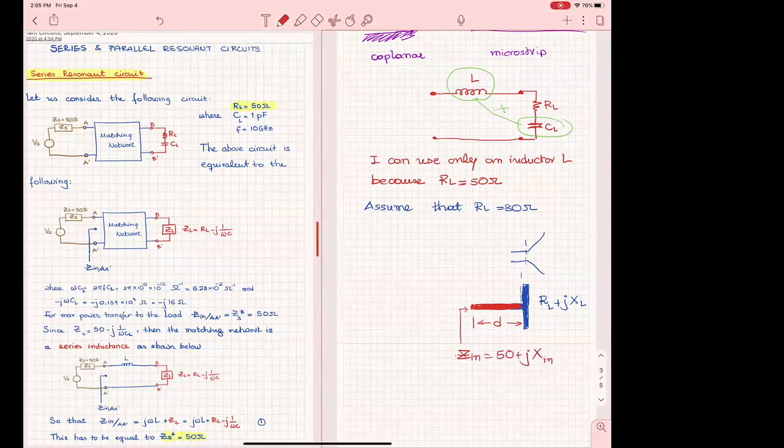And then here, I'm gonna place the stub. And I will use an open-end stub because it's microstrip. It's not gonna be so big, obviously, it's gonna be smaller.